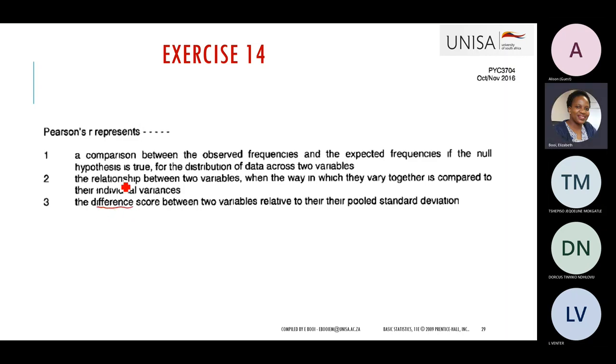Your keywords: difference, relationship. Is it one, two, or three? Number two. It will be number two. Number three is something that we dealt with last week. Remember, for the pooled variance, where we looked at testing for two independent groups. And number one, we're going to deal with it next week, which forms part of the chi-square test for contingency tables to test the relationship between categorical variables. So relationship.